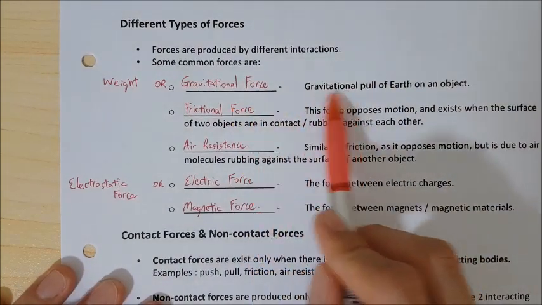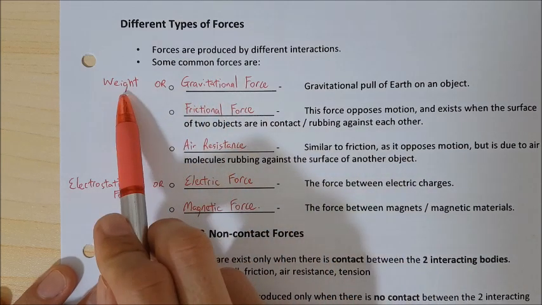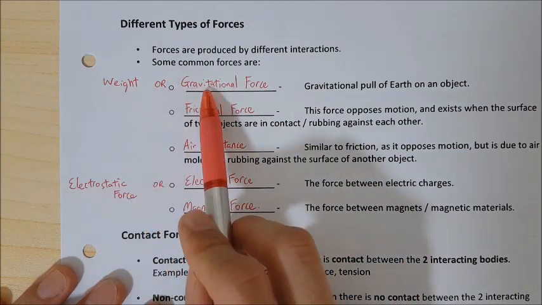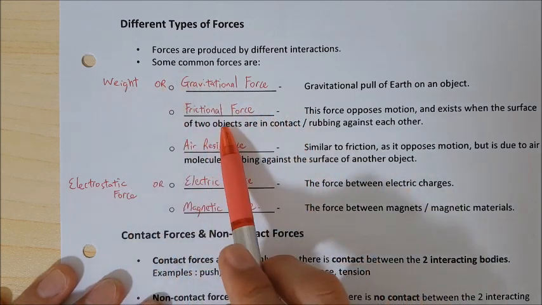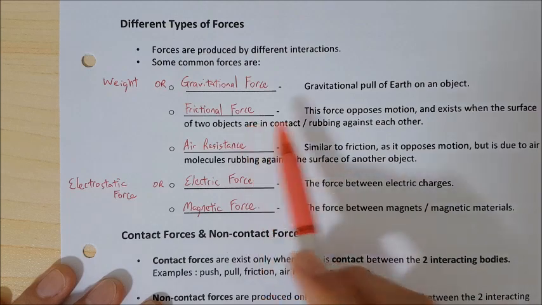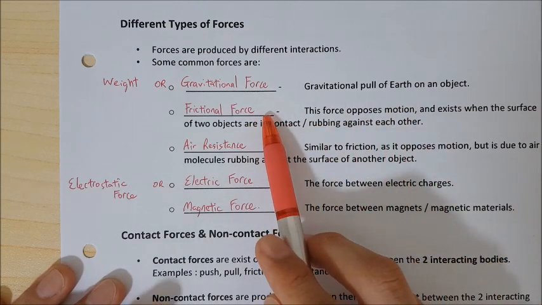Okay, gravitational force. Another name for gravitational force is weight. So these two can be used interchangeably. Both refer to the same thing. Frictional force, okay, this is the force that opposes motion only when there's contact.